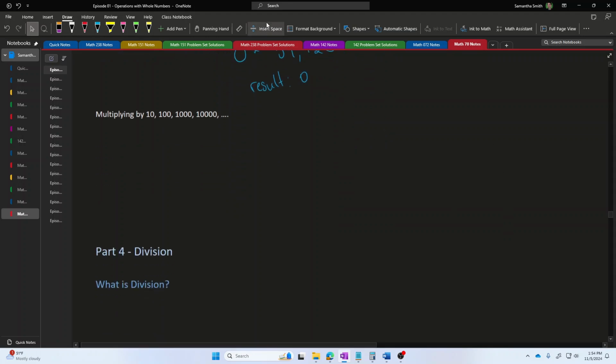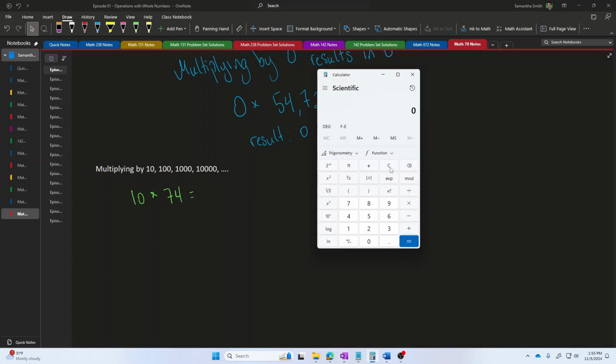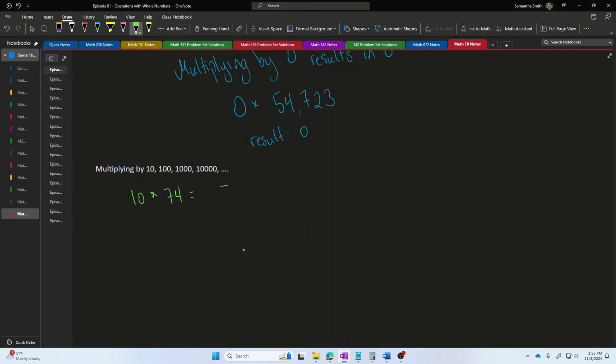The final special product I want to bring your attention to is if you're multiplying by a number like 10 or 100 or 1000 or 10,000, where it's 1 at the start and zeros at the end. Let's do an example and let's see if we can notice a pattern emerging from the example. If I did 10 times 74, let's put that in the calculator. I will type in 10 times 74 equals sign, and I get 740.